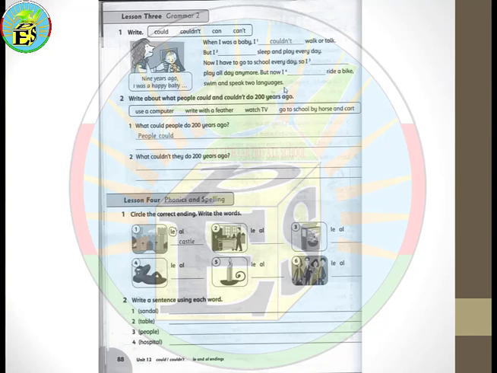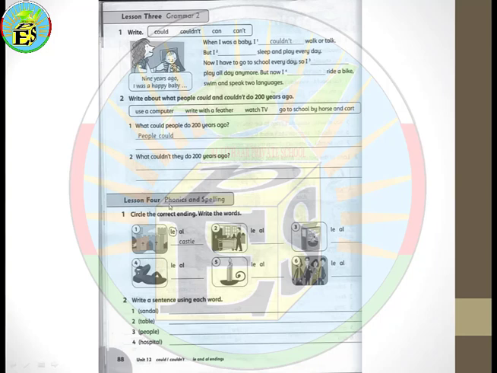So the first one starts with people could. Let's think about it. People could do what 200 years ago? People could write with a feather 200 years ago. The other sentence, people could go to school by horse and cart. What they couldn't do 200 years ago. Of course they couldn't use a computer. So the sentence is, people couldn't use a computer 200 years ago. The other sentence we are writing, people couldn't watch TV 200 years ago.